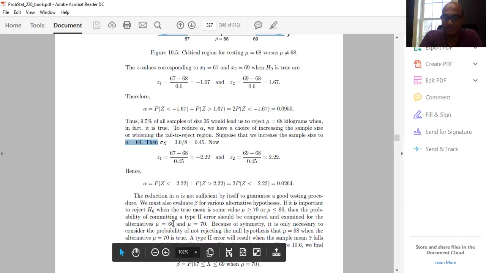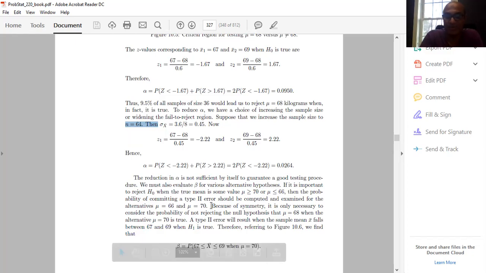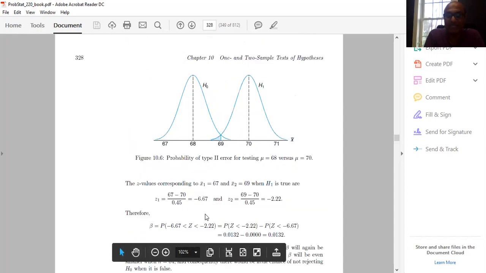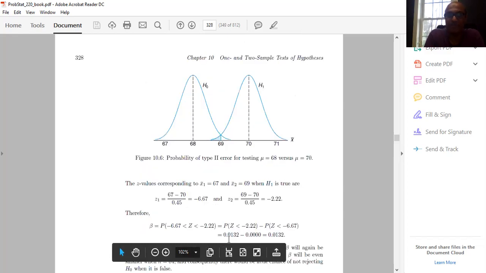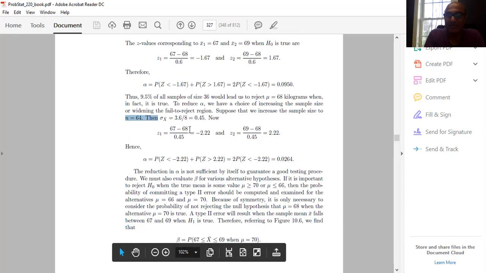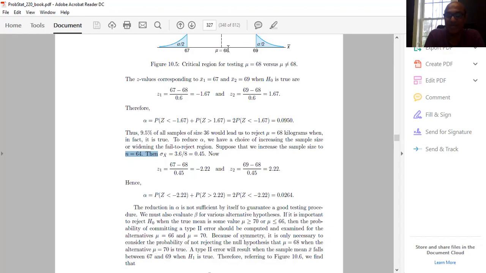Then the probability of committing a type 2 error should be computed for the alternatives nu equal to 66 and nu equal to 70. So now my x bar minus nu, my new value, is different, right? X bar minus nu divided by sigma over square root of n. Okay, guys, so let's count this one. My now type 2 error beta is equal to the probability that 67 is less than x bar is less than 69, with nu equal to 70. Previously it was 68, now I have changed this 68 to 70, right?